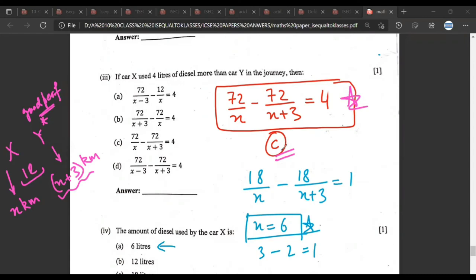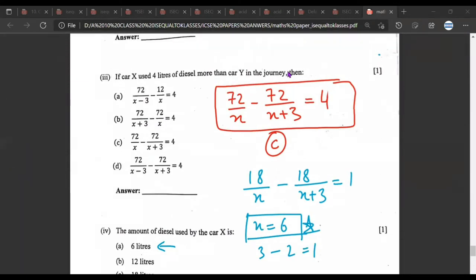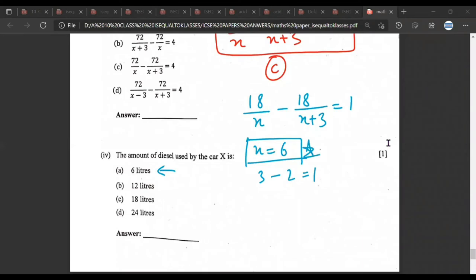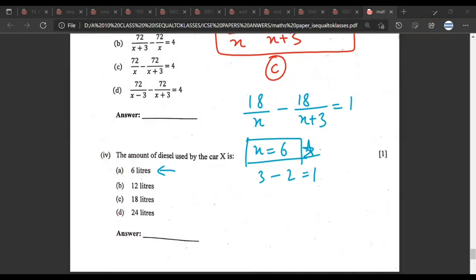So once I have this equation, then in the fourth part he is asking the amount of diesel used by car X. Now one thing that you need to do once you have this equation is to divide both sides by 4 so that you have this easier equation to solve. My suggestion is not to solve this equation. You are given these choices. Just put these choices in this equation and you can easily find the answer. So for example, luckily when I put the first choice itself, the 6, 18 upon 6 minus 18 upon 9 is equal to 3 minus 2 is equal to 1. So the first choice itself satisfies the answer.